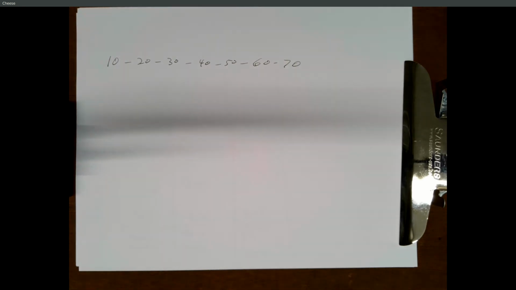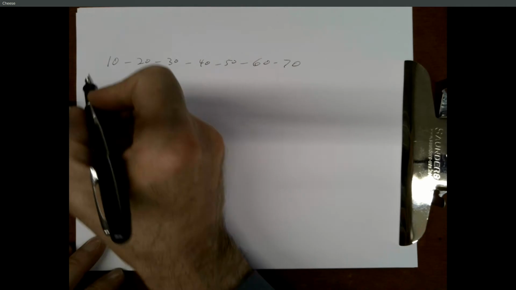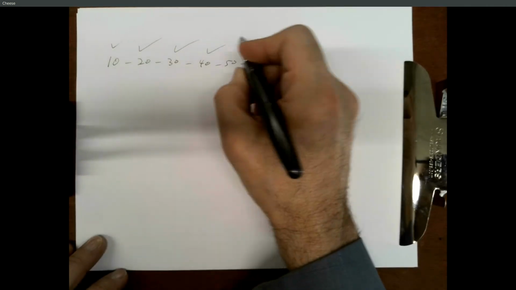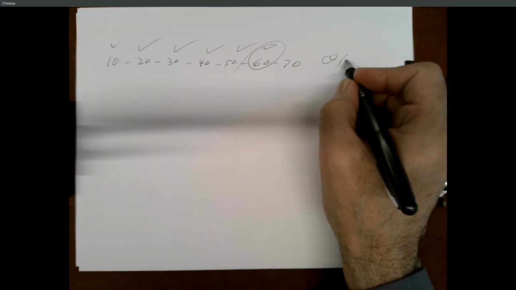So there's a linked list of 7 numbers. It's sorted. If I want to find the number 60, I start here, I move along. Hey, there's my 60. Okay, order N.